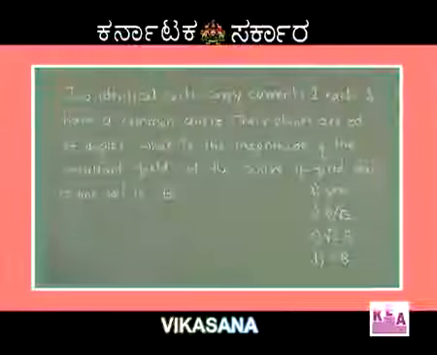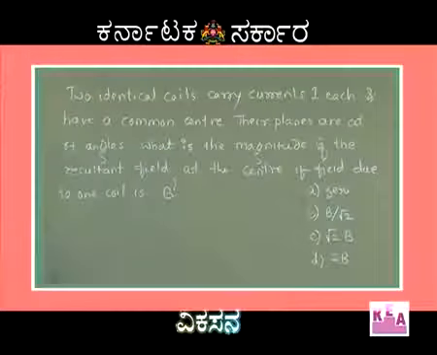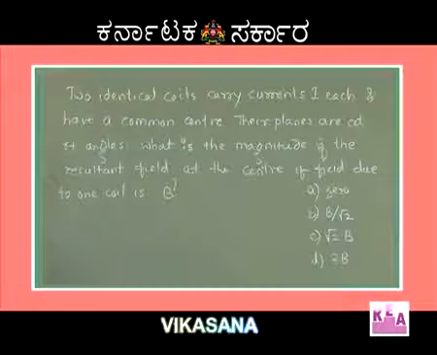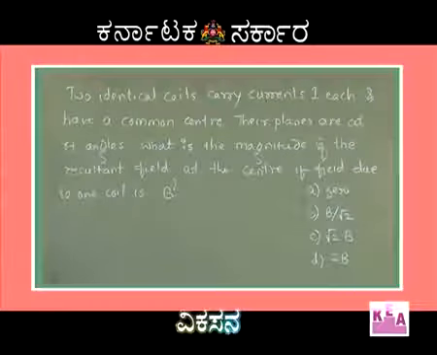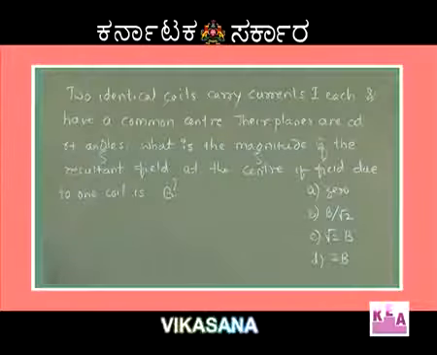So, this is another beautiful problem on finding the resultant magnetic field. Let us read and understand. There are two identical coils carrying currents I each and have a common center. Their planes are at right angles. What is the magnitude of the resultant field at the center if the field due to one coil is B?